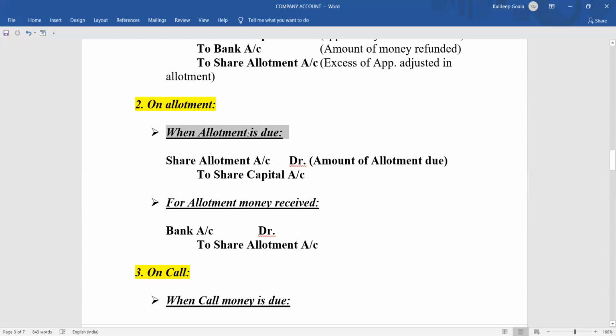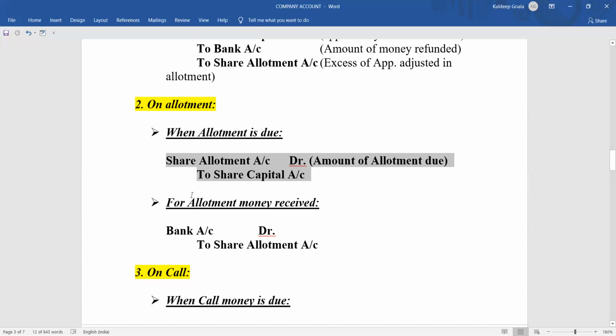So when the allotment is due, what will happen? Share allotment will become our asset. So share allotment account debit to share capital, we are going to transfer it to the capital. Capital always shows a credit balance, so it will go in share capital. Unless the capital is negative, it will always show a credit balance. Okay, so that is why share allotment account debit to share capital account is the due entry.